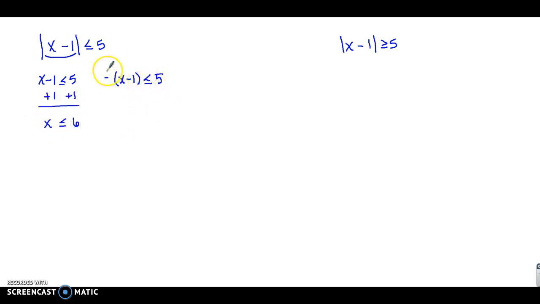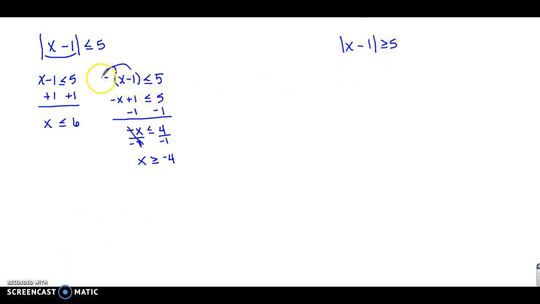On this one, they're going to distribute: -x plus 1, less than or equal to 5. No change yet. Subtract their 1, -x, less than or equal to 4, and now when they divide by their -1 with their x, that gives them x, switches the symbol, and becomes a -4. So they can see that their solution would be between those two numbers.